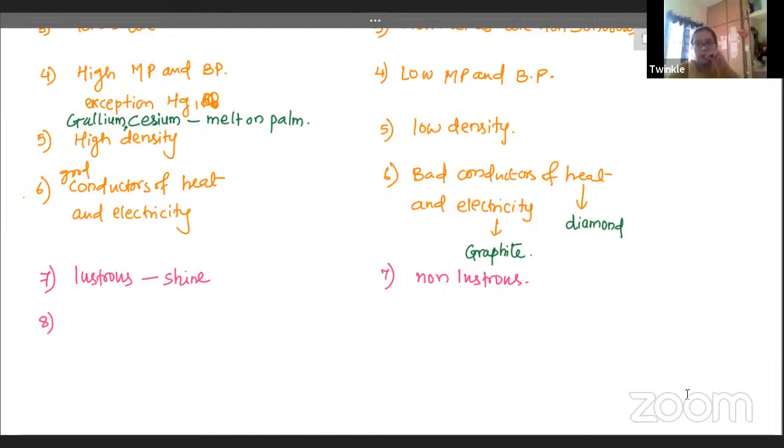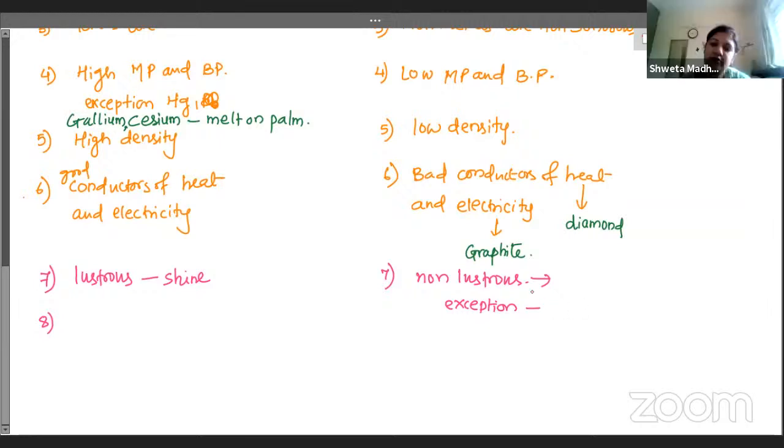Iodine. For low melting and boiling points in the non-metals, diamond has a high melting point, right? Yes, right. Exception for non-lustrous is iodine. Iodine crystals are lustrous.